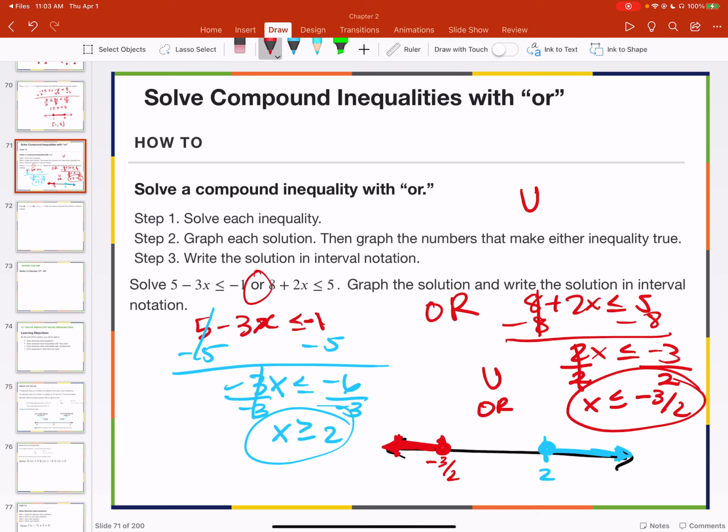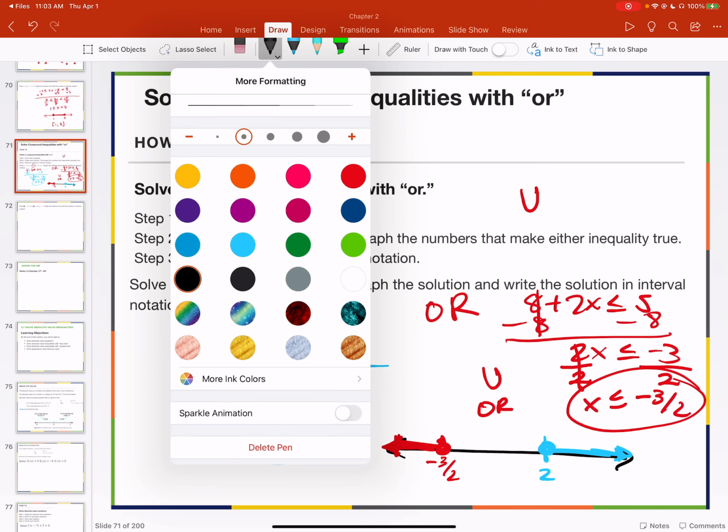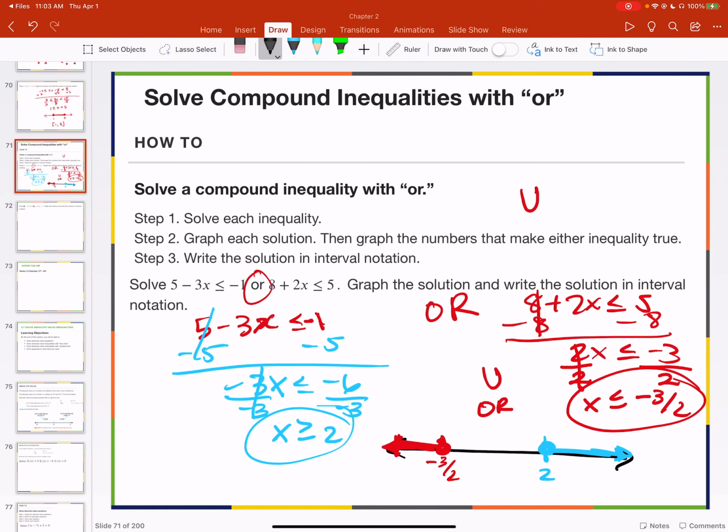So how do we write this using interval notation? I'm glad you asked that. So you would just go ahead and look at the graph. So from negative infinity to negative 3 halves, including negative 3 halves, we would write a union to 2 to infinity, okay? So that union is basically saying, hey, it could be on this side or that side.